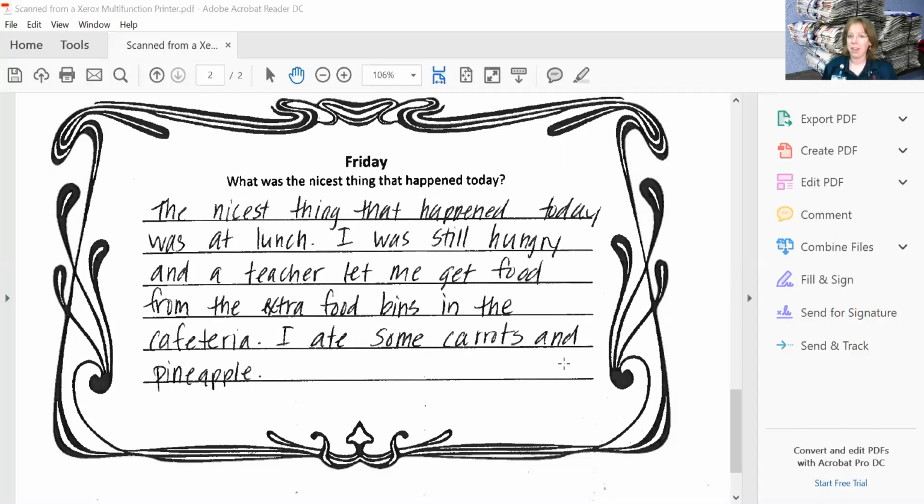I start with a capital letter for my third sentence. My goodness, I wrote 3 sentences on Friday. I start with a capital I. I ate some carrots and pineapple, and I end my sentence with a period. Good or great reporters always use punctuation at the end of their sentences, and they use a capital letter at the very beginning. All right, Jaguars, let me stop the screen share with you so you can see me.